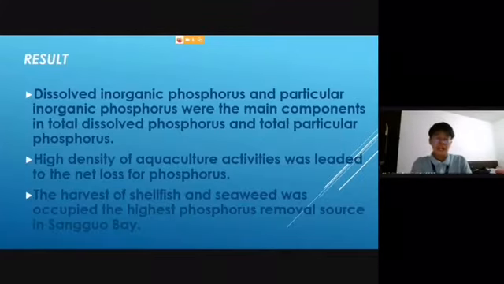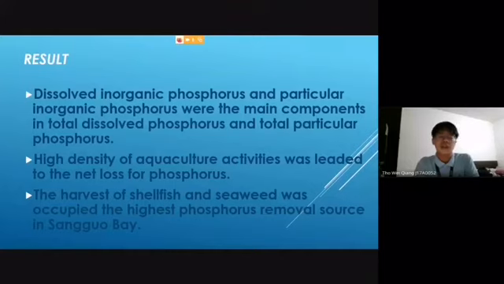Based on the results of the study, dissolved inorganic phosphorus and particulate inorganic phosphorus were the main components in total dissolved phosphorus and total particulate phosphorus. The high density of aquaculture activities led to a net loss of phosphorus. Hence, it depends on phosphorus contributed from external sources such as the Yellow Sea, river input, and atmospheric deposition.